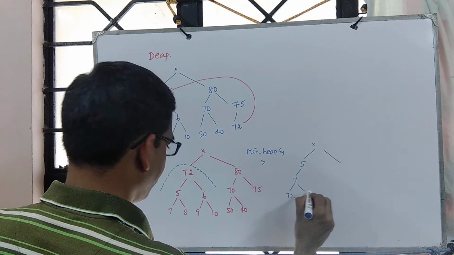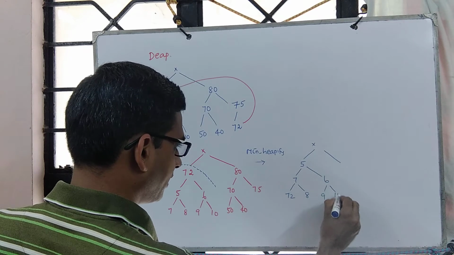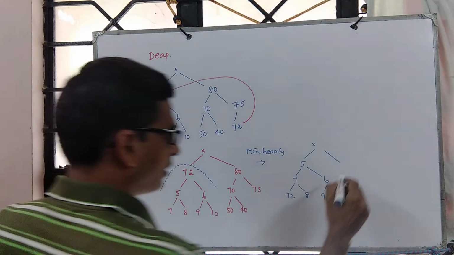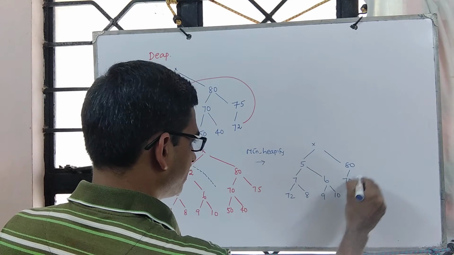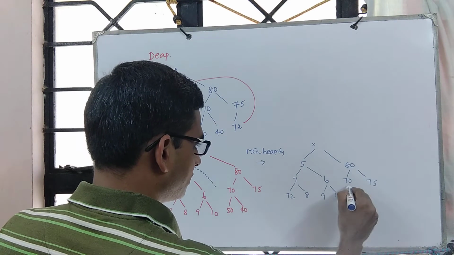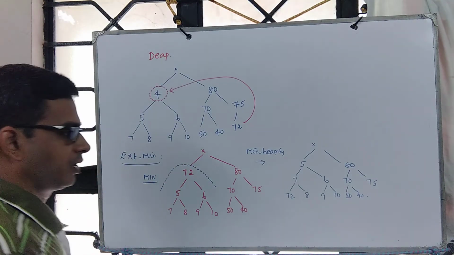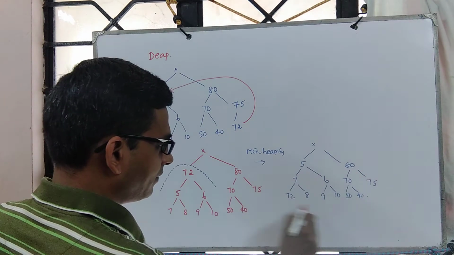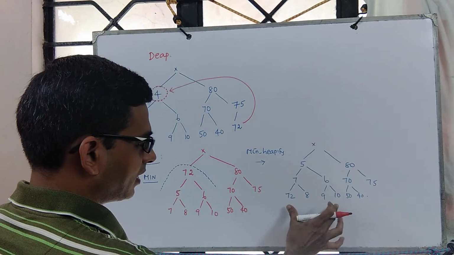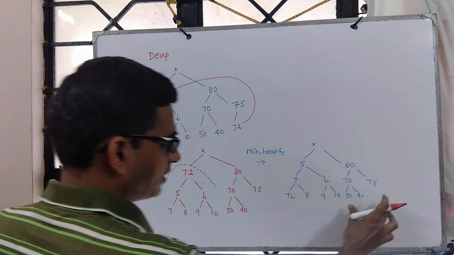So you get to see 8. On the other side it is 6, 9 and then 10. On the other side it is 80, 70, 75, 50 and 40. So now after this procedure we see that it is a min heap. This one is a max heap.